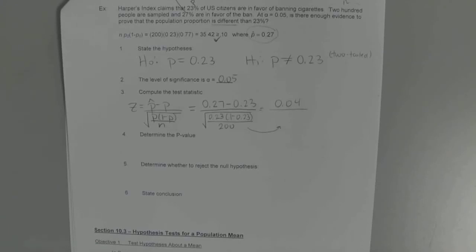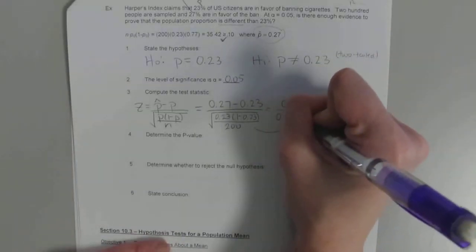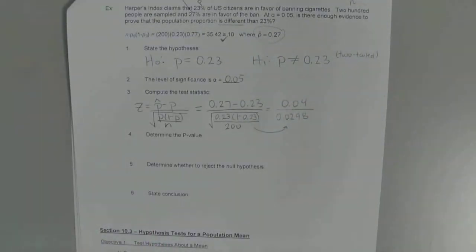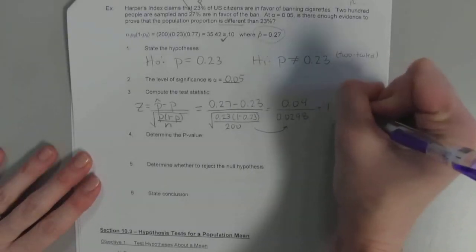When you do that, you should get 0.23 times 1 minus 0.23, divided by 200, and take the square root of all that. I got 0.0298. Does that look okay? So, again, when you divide these two, you will be finding the z-score. And z-scores are rounded to 2 decimals. So when you divide the two, you should get 1.34.